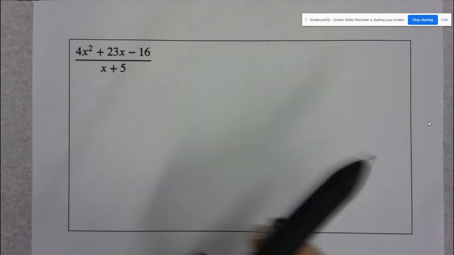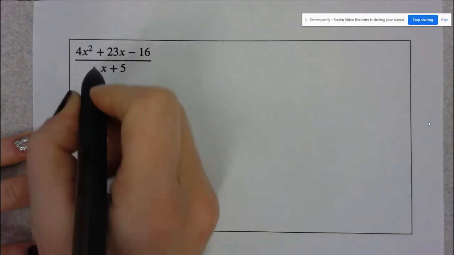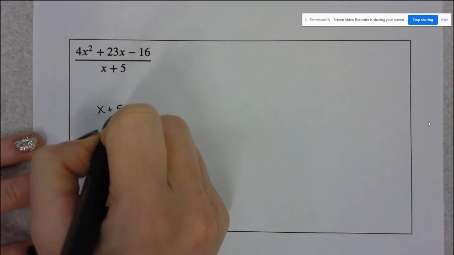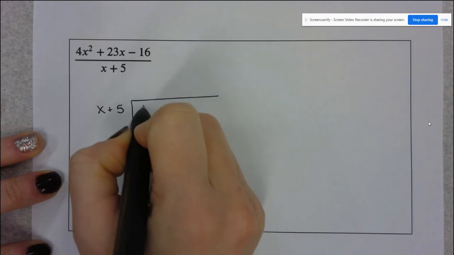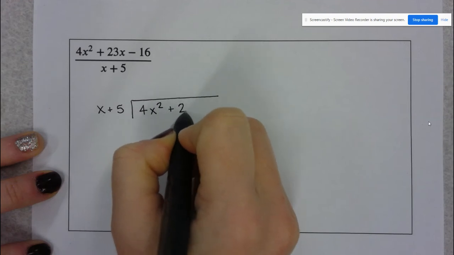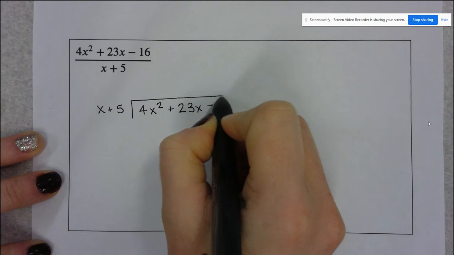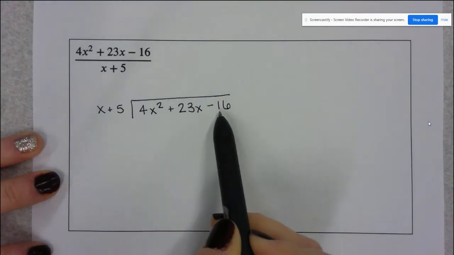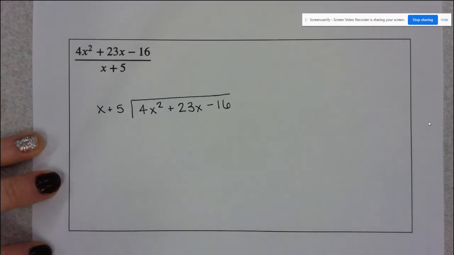There we go. Okay, so our divisor here in the bottom is going to go on the outside of our division. We're going to put the numerator inside. Doing a quick inspection, I saw that I had x squared, x, and my constant, so I knew I didn't need any placeholders in this case.